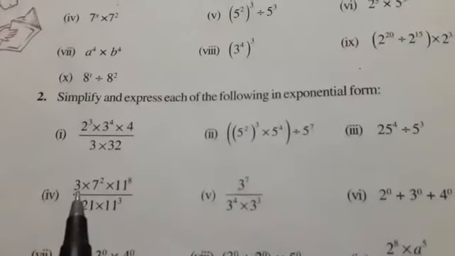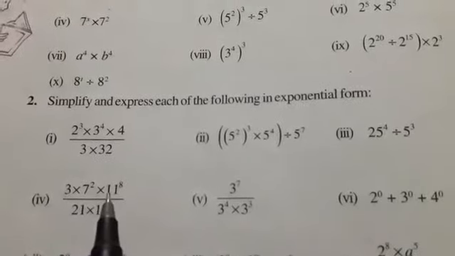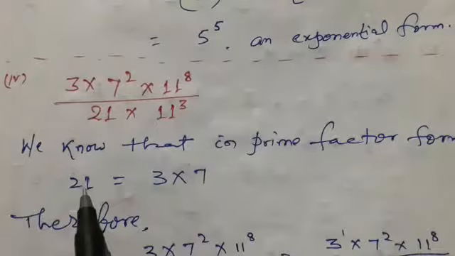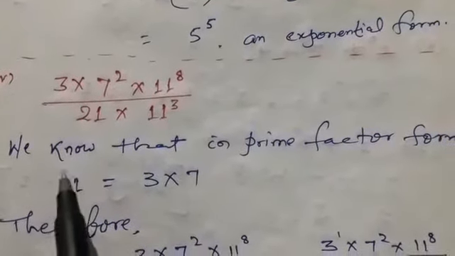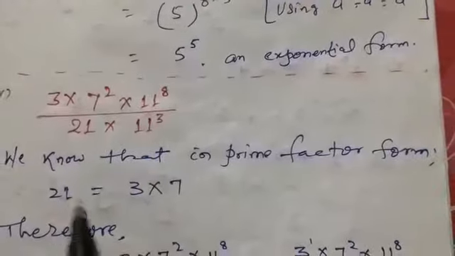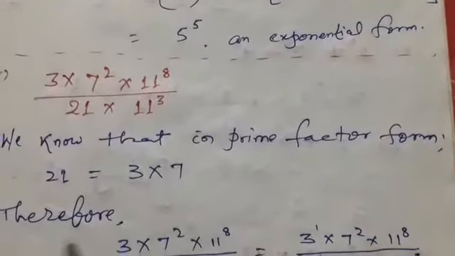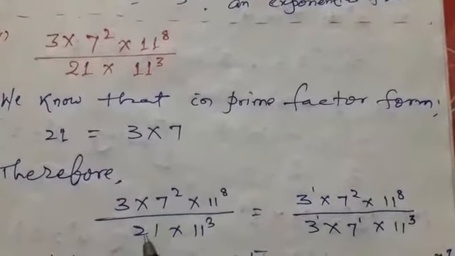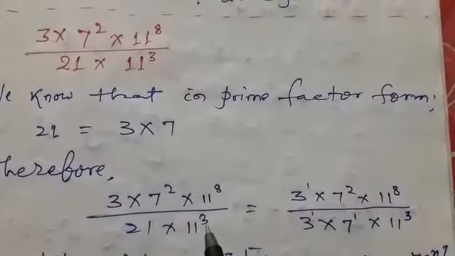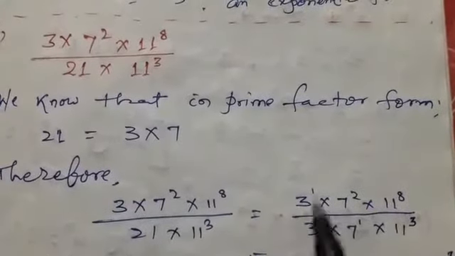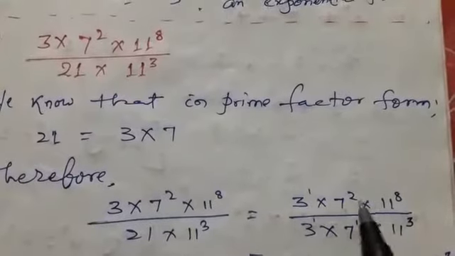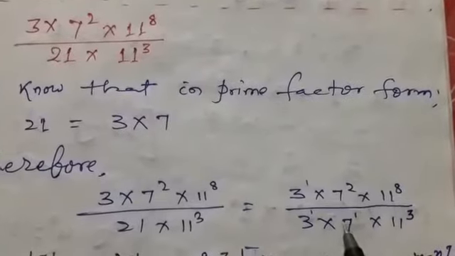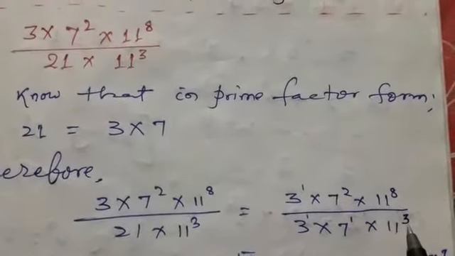Question number 4 is (3 multiply 7 square multiply 11 to the power 8) by (21 multiply 11 to the power 3). Now we solve it. As we know, the prime factor of 21 is equal to 3 multiply 7. Therefore, 3 multiply 7 square multiply 11 to the power 8 by 21 multiply 11 to the power 3 is equal to 3 to the power 1 multiply 7 square multiply 11 to the power 8 by 3 multiply 7 multiply 11 to the power 3.